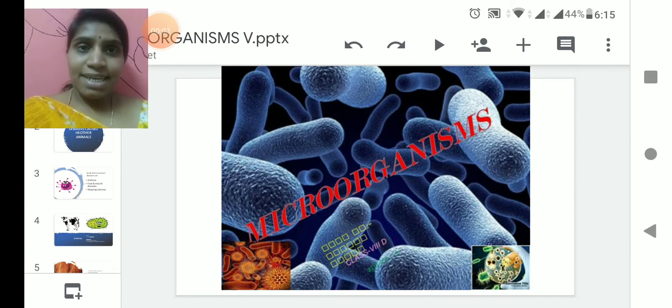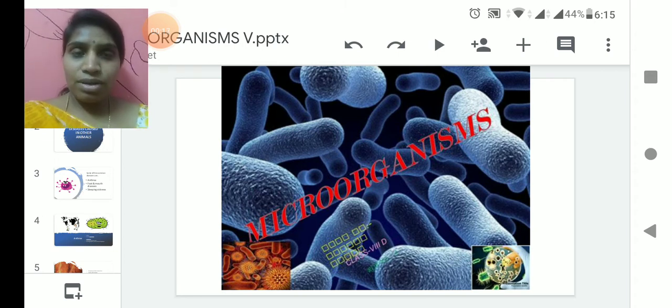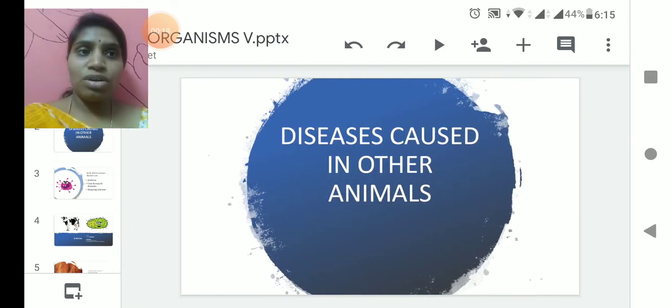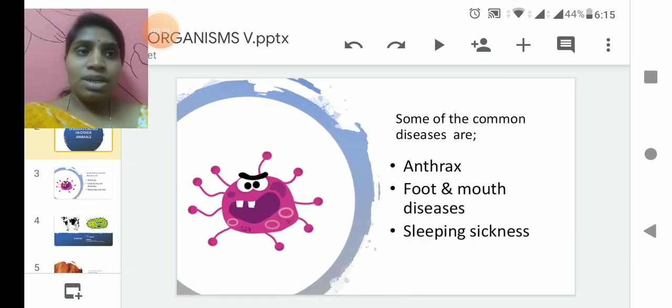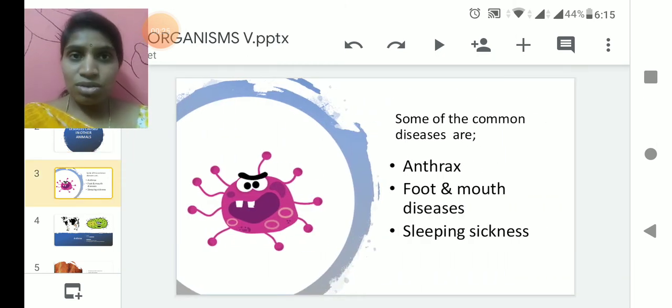Yes, this is Microorganisms lesson part 5, from grade 8. Previously we have learned about the diseases caused to human beings, children. Here we are going to learn about the diseases caused to animals. These are the three diseases caused to animals: anthrax, foot and mouth disease, and sleeping sickness. These are the common diseases you can see in animals.